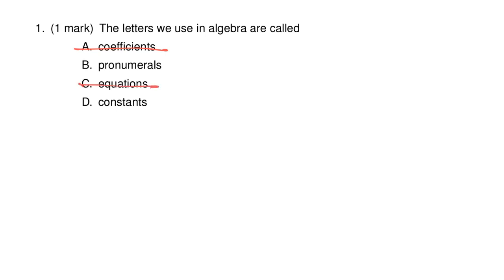I know they're not equations because equations are just expressions that have an equal sign in them. And I know they're not constants because constants are numbers on their own that don't have any letters. So that leaves me with pronumerals. So the letters we use, like x and y and all that kind of stuff, are called pronumerals.